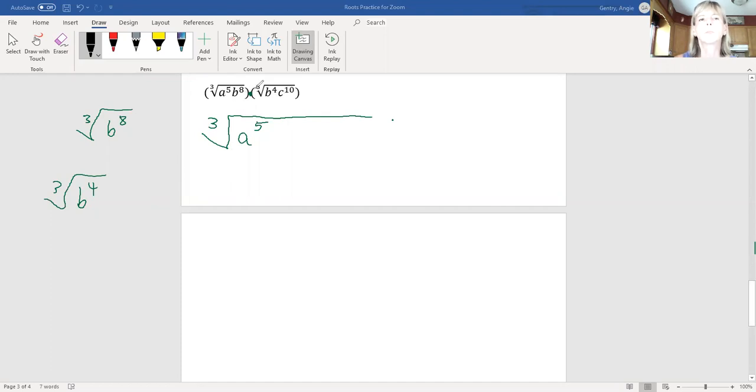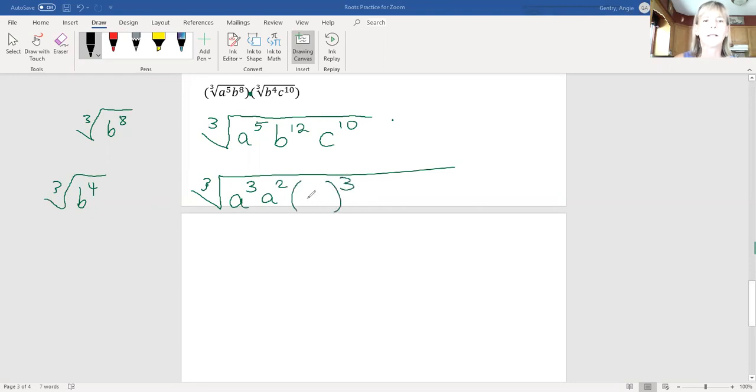We're going to go under and say B to the 8th times B to the 4th is B to the 12th. And then we have a C to the 10th. Then we take and we find an exponent that matches the index. A cubed, how many more do I need? 2. B to the 12th. We need a 3. We can put a 4. 4 times 3 is 12. C's, we need a 3. Not evenly divisible. 10 is not evenly divisible by 3. But we can get close, and we can go to a 9. And then we have one more, right? So 3 times 3 is 9 and 1 is 10.